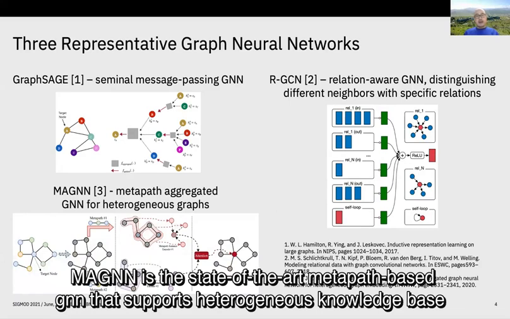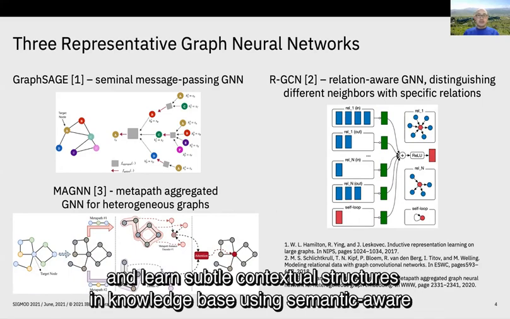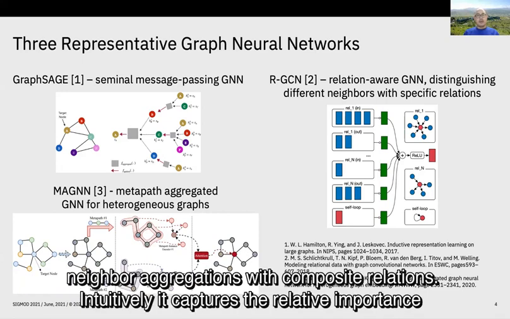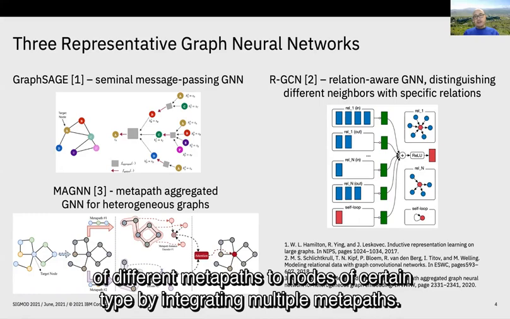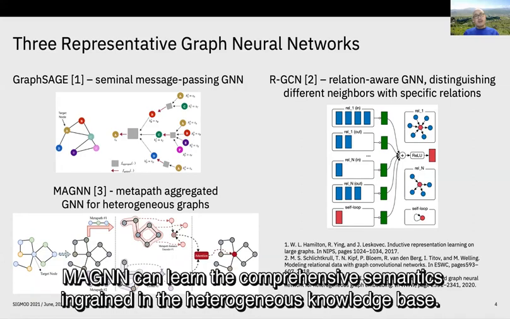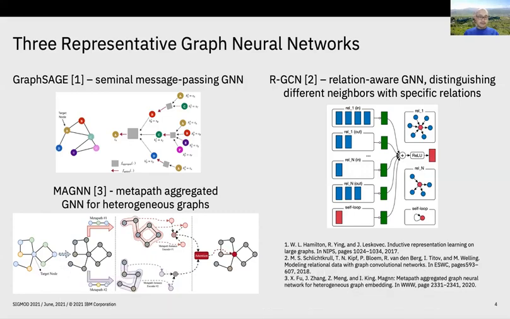MAGNN is the state-of-the-art metapath-based GNN that supports heterogeneous knowledge bases and learns subtle contextual structures in the knowledge base using semantic-aware neighbor aggregations with composite relations. Intuitively, it captures the relative importance of different metapaths to nodes of certain types. By integrating multiple metapaths, MAGNN can learn the comprehensive semantics ingrained in the heterogeneous knowledge base.